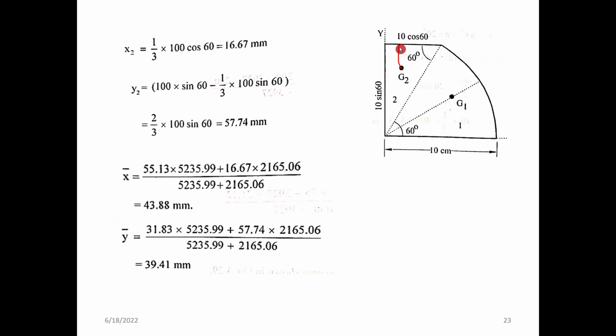We know that the centroid is at a distance of h by 3 from this base, but our coordinate is actually this. This is our coordinate, so we have to measure from this baseline to this point. Sorry, it's actually 10 sine 60, the total height of the triangle, minus one third of 100 sine 60, will give you exactly this value from G2 to the baseline. Say from this point to this point.